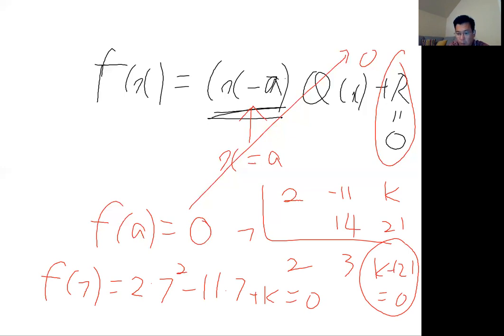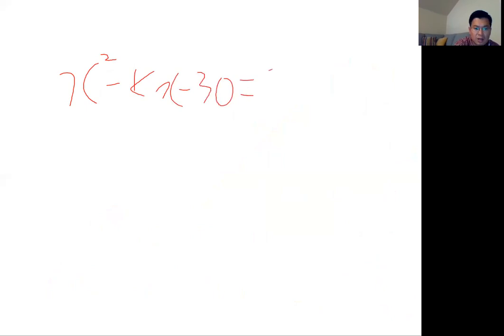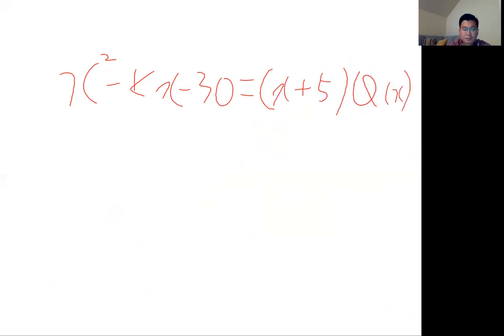One more question about this: the polynomial x squared minus kx minus 30 is the product of this binomial and another binomial. As I said earlier, this is another case of the factor theorem, because we don't have a remainder, so you can simply plug negative 5 into here. Then you're going to have 0. So negative 5 squared minus k times negative 5 minus 30 becomes 0.